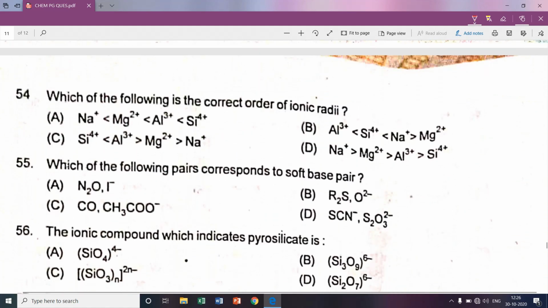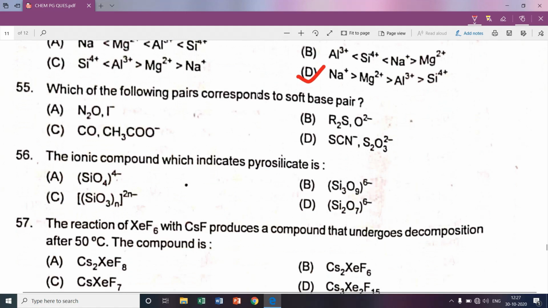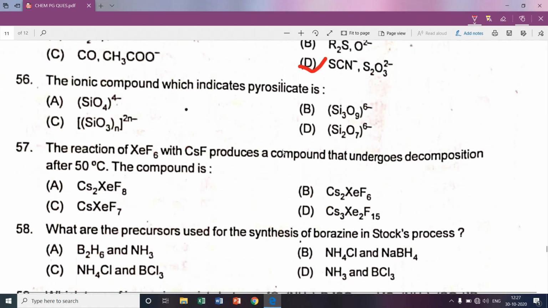Question 54. Which of the following is the correct order of ionic radii? Option D is your right answer since these all are isoelectronic. 55. Which of the following pairs corresponds to soft base pair? Here option D is also the right answer. 56. The ionic compound which indicates pyrosilicate is? Option D is your right answer.